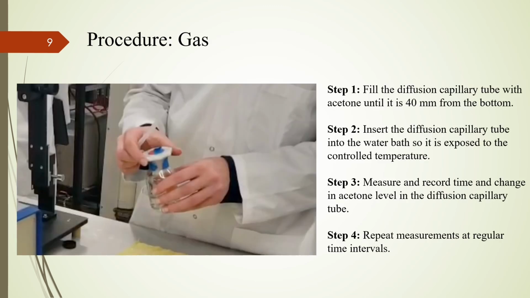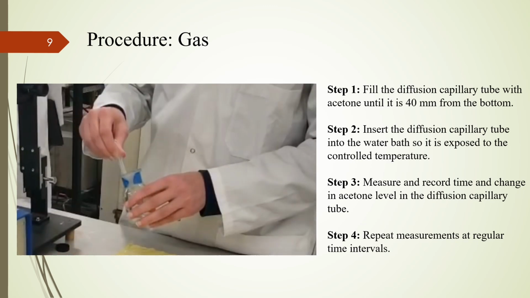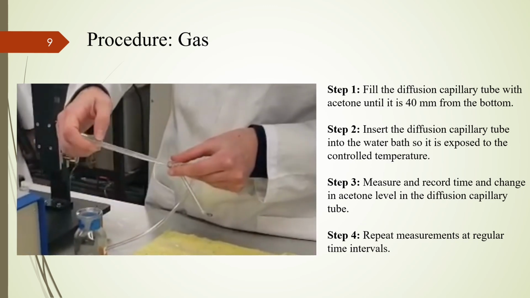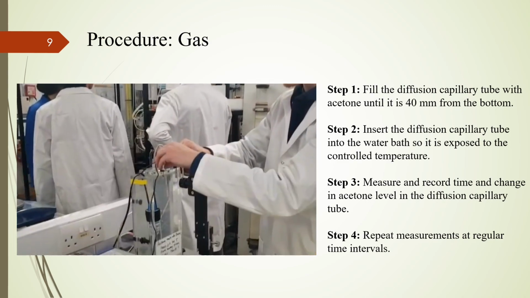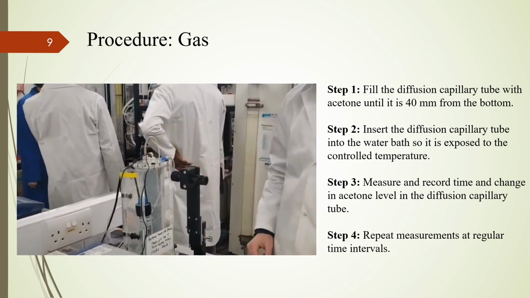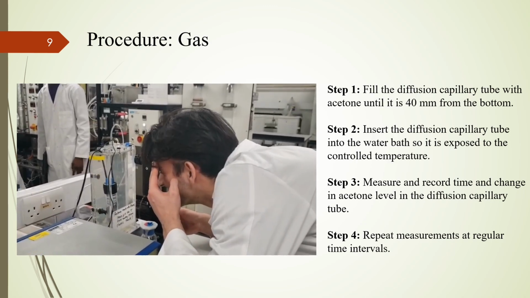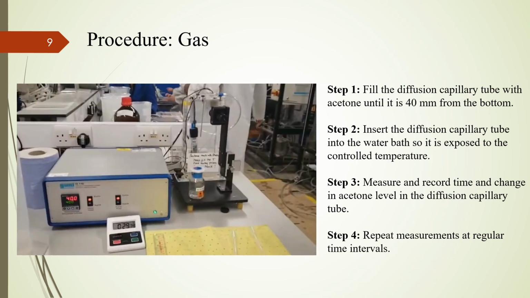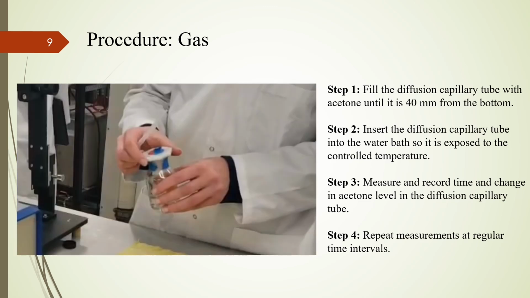The procedure followed in the gas diffusion experiment is demonstrated on this slide. The first step was to fill the diffusion capillary tube with acetone until it was 40 millimeters from the bottom. Next, we needed to insert the tube into the water bath so that it was exposed to the controlled temperature of 40 degrees Celsius. Finally, we needed to measure and record the time and change in acetone level in the diffusion capillary at minute intervals to collect a total of 10 data points.